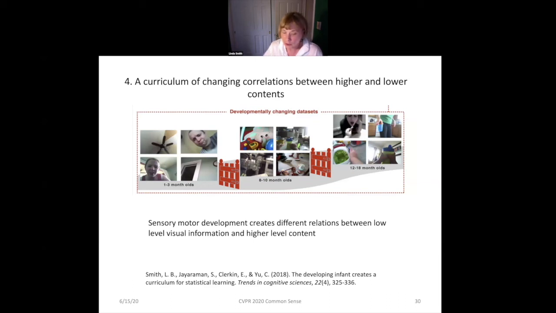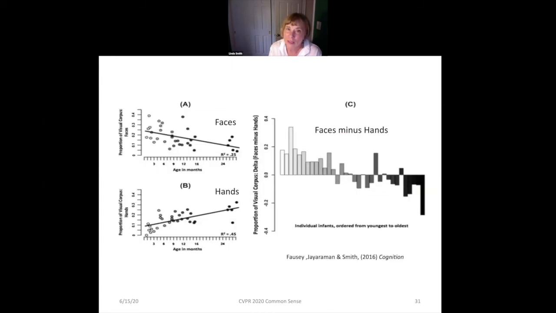We also have new and very exciting, I think, data, well, it's exciting to me, data that may change how we think about things. It shows that the changes in sensory motor development don't just change whether you're looking at faces or you're looking at objects. It actually changes the correlations between low and high level visual information. And let me give you the example that we're working on.